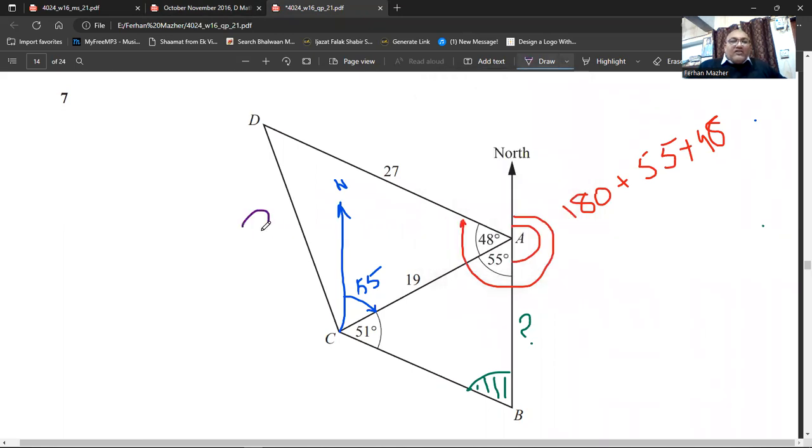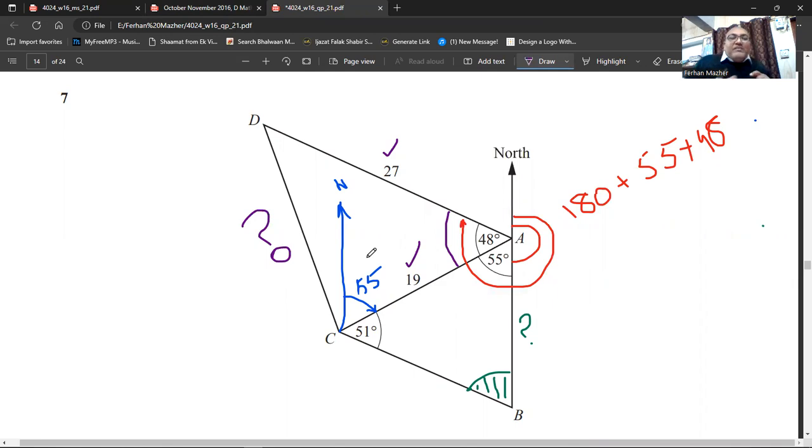Okay, so now they want me to find out this. Look at here. I know this side. I know this side. I know the angle between them. That's 48. This is the perfect case for applying the law of cosine. In the law of cosine, you find the side of a triangle. So I know the two sides, I know the angle between them, and I want to find the opposite side. So very easy, you can apply the law of cosine here.